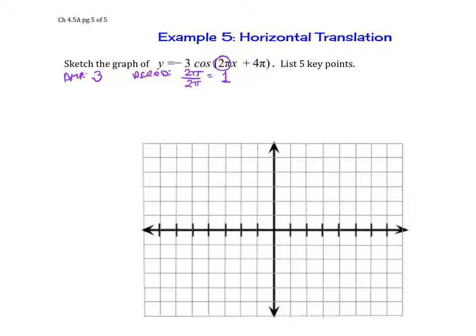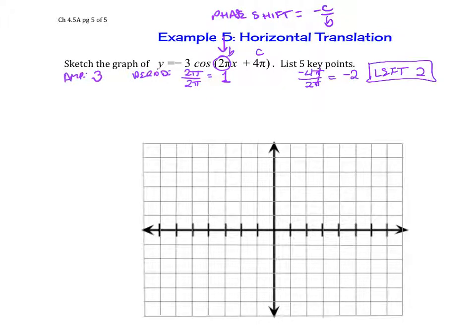Then we need to look at how it is shifted. Now it's not 4 pi. So for a phase shift, when we have something like a period change as well, you're going to use negative c over b to be able to find how it's moved. So our c value is here, the b value is in the front. So that is negative 4 pi over 2 pi, and that tells us it is negative 2, so it shifted left 2. Then we also know that it's reflected over the x-axis because of the negative in the front.